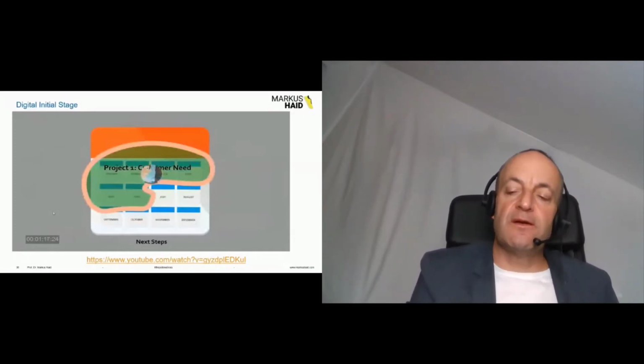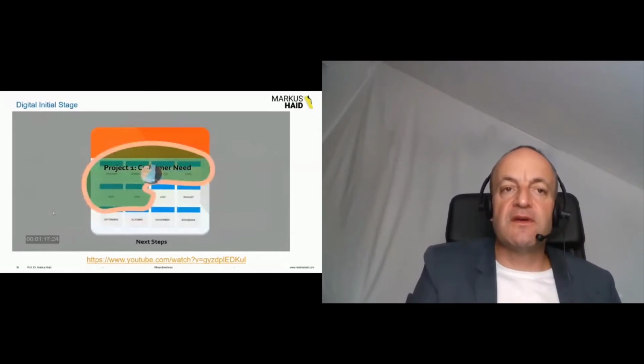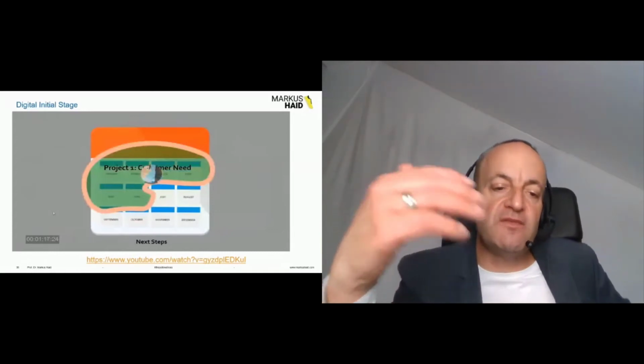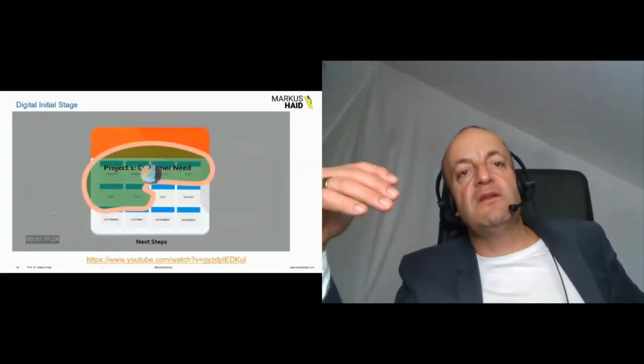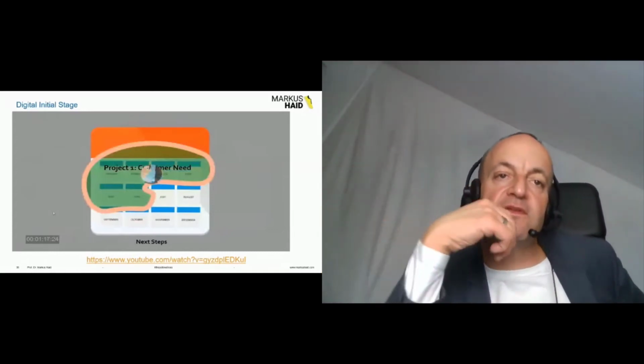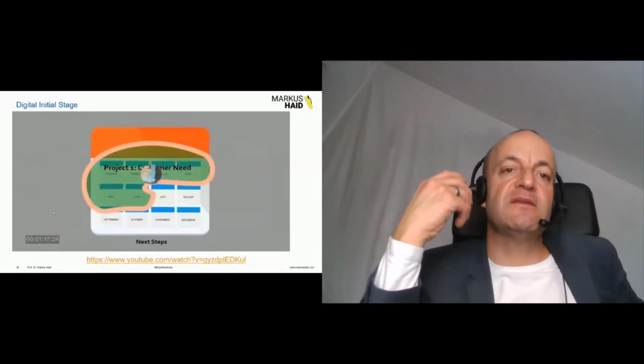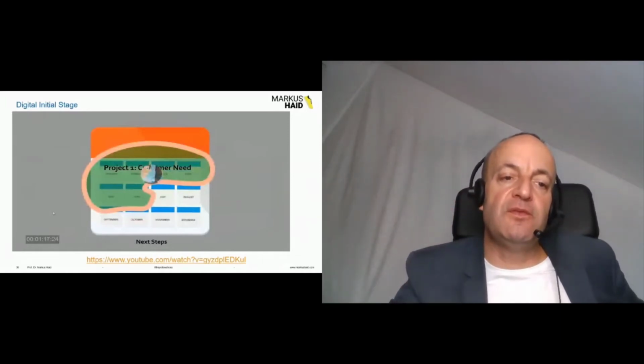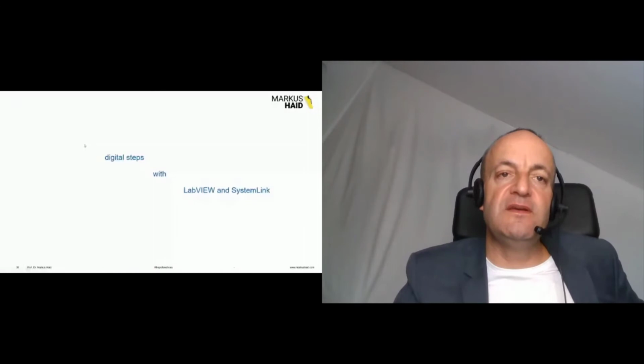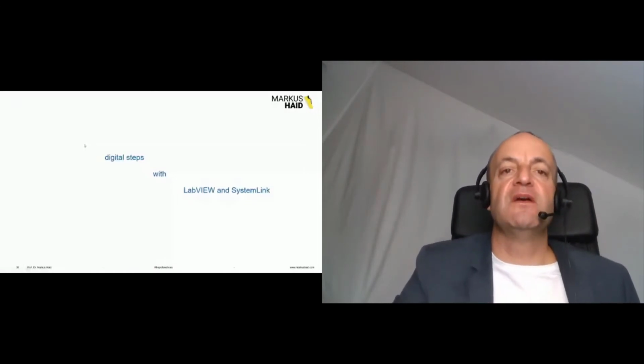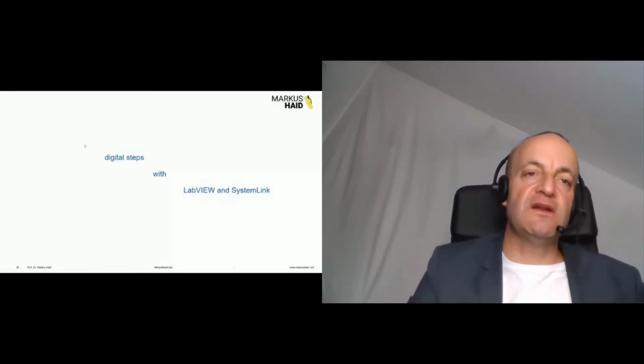Yes, and since Corona there is also a possibility with some platforms like Mural and so on, so that you could also do this process web-based. And the idea is to realize digital small steps to go into the Internet of Things.